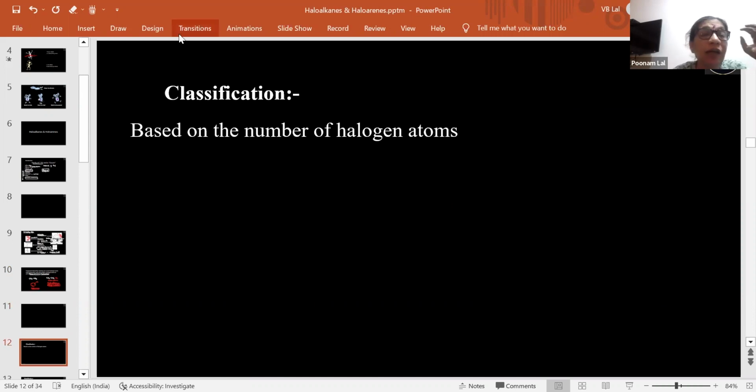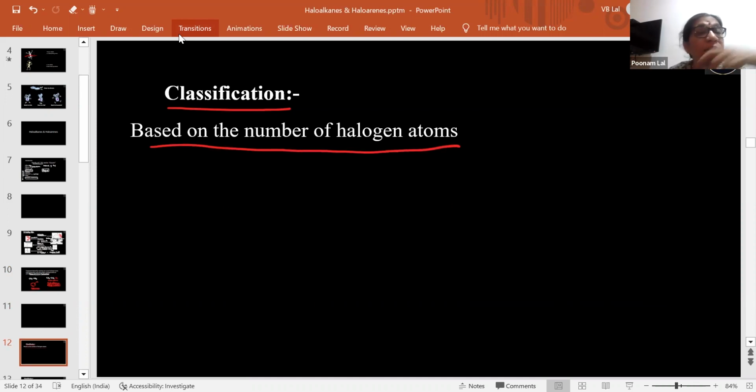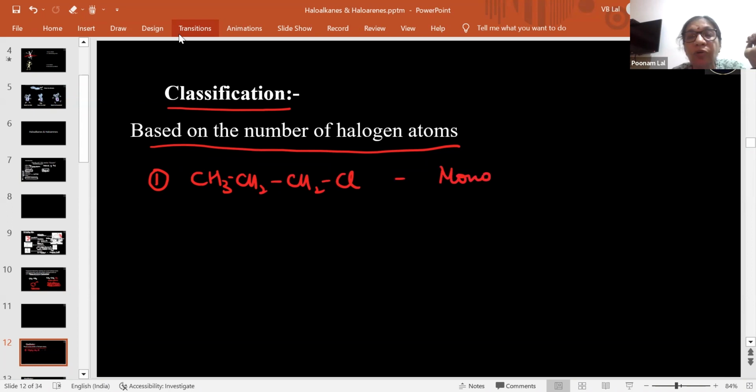Now since there are a large number, there's a little classification that we will do based on the number of halogen atoms. We can classify them into different types based on the number of halogen atoms which are directly attached. Supposing there is only one halogen atom, then we say, for example, CH3CH2CH2Cl. So this is a monohalogen derivative.